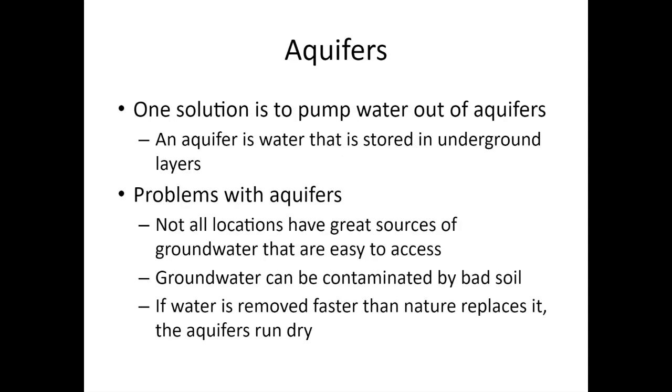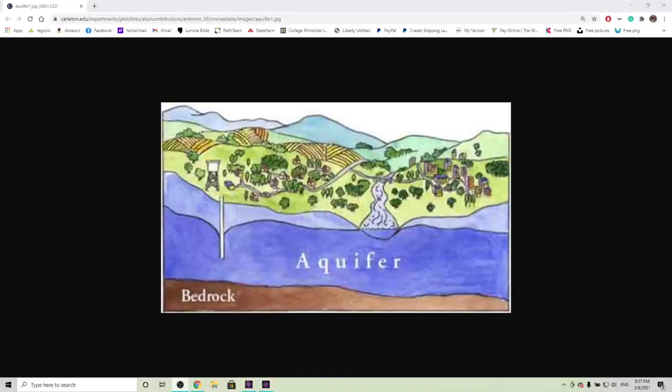Aquifers. One solution is to pump water out of aquifers. An aquifer is water that is stored in underground layers. However, there are some problems with aquifers, such as not all locations have great sources of groundwater that are easy to access. They can be contaminated by bad soil. And if water is removed faster than nature replaces it, the aquifers run dry.